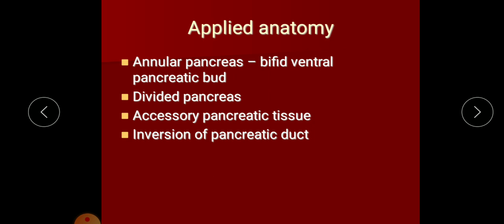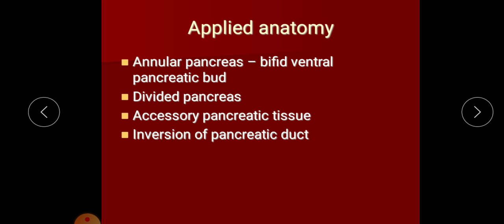That is a bifid ventral pancreatic bud. Usually you get a single ventral pancreatic bud, and that will rotate to one side and then come to lie just below the dorsal. But in certain cases you find this ventral pancreatic bud will be bifid, will be two. So what happens, one will rotate in a clockwise direction, the other one will rotate in an anti-clockwise direction and then come and fuse with the dorsal. So you get a ring-like constriction around the duodenum, and that is what is termed as annular pancreas. Fine. So that is the first applied aspect.